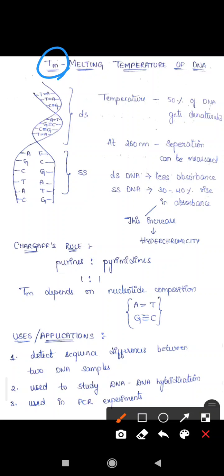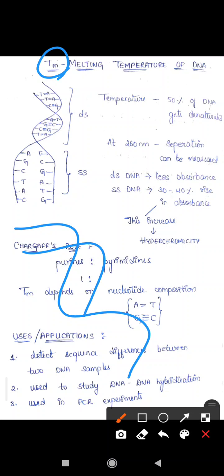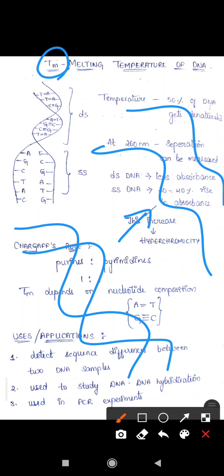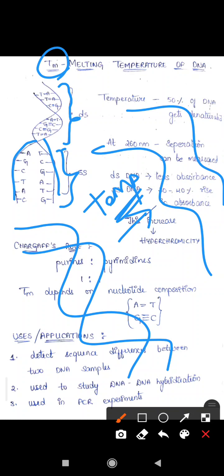The double stranded DNA gets melted to single stranded DNA. The double stranded DNA forms single strands at a certain temperature. That temperature where half of the DNA becomes single stranded, means the temperature at which 50% of the DNA gets single stranded and the remaining 50% will be in double stranded form, we will call it the melting temperature of DNA.